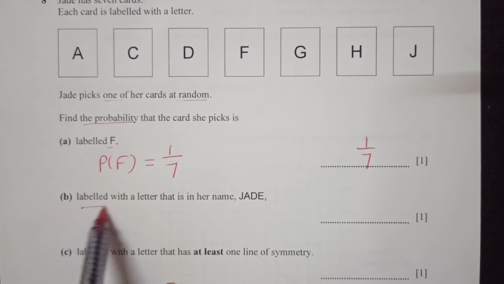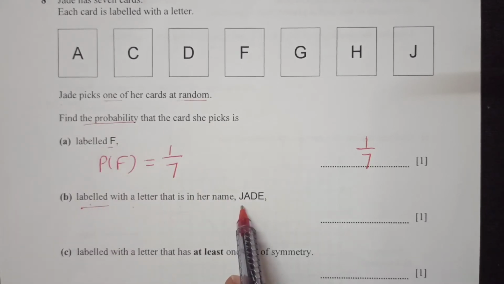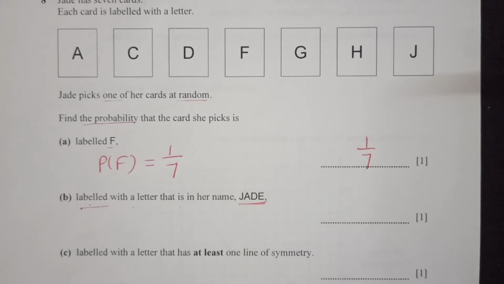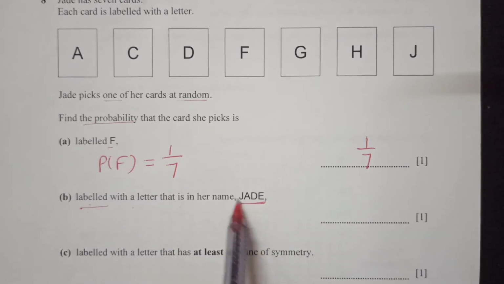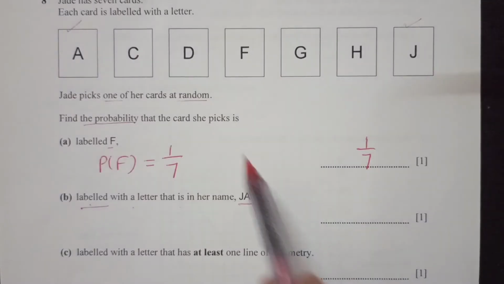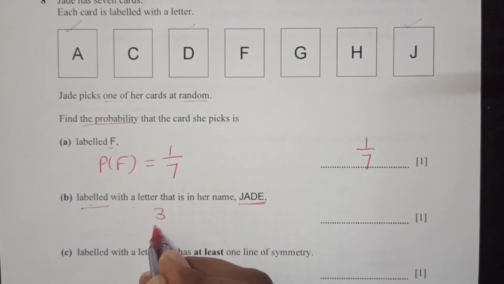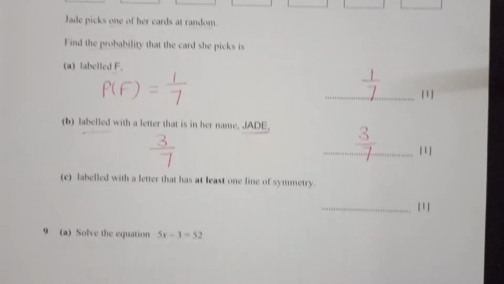Next, find the probability that the card she picks is labeled with a letter in her name, JADE. Now let's see. J is there, yes, we have J here. A is here. D is also here, but there is no E. So she is getting only 3 letters out of 7. So the final answer will be 3/7.